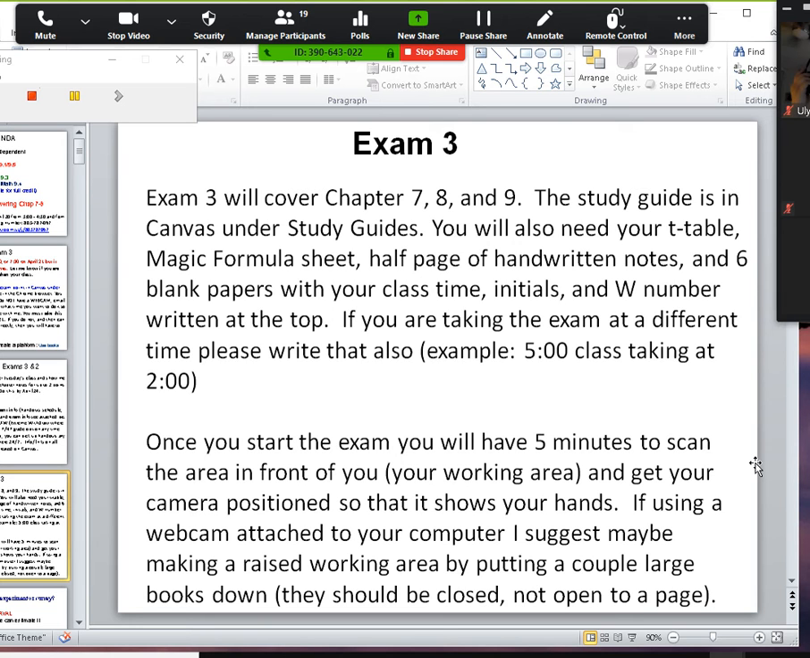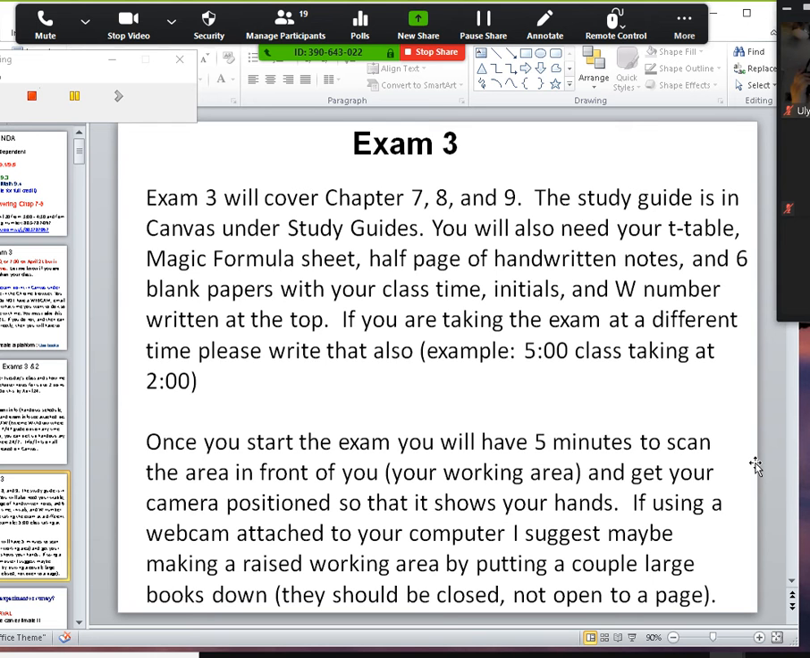Great. So again, you're going to have 6 sheets of blank paper, and across the top you're going to write in your time, so it's 5 o'clock for you guys, and then your initials, and then your W number. That way I can tell them apart, but I don't know whose is whose, because when I grade them, I just grade them all together. I don't want to know whose is whose. So I need that written at the top of every single one of your sheets.